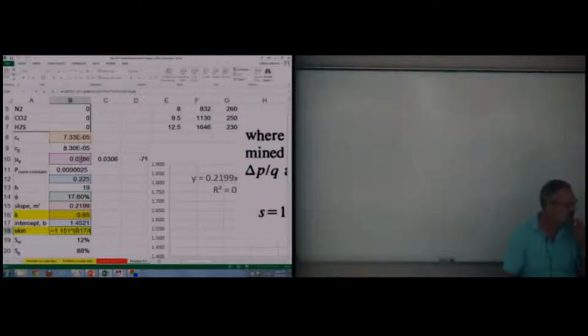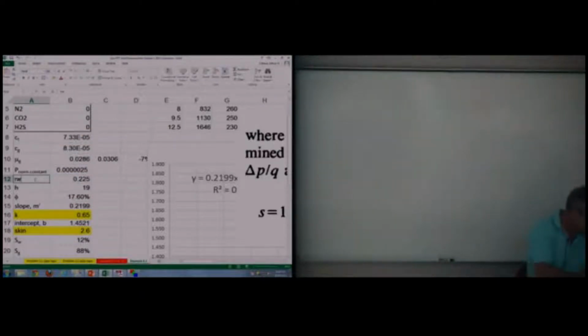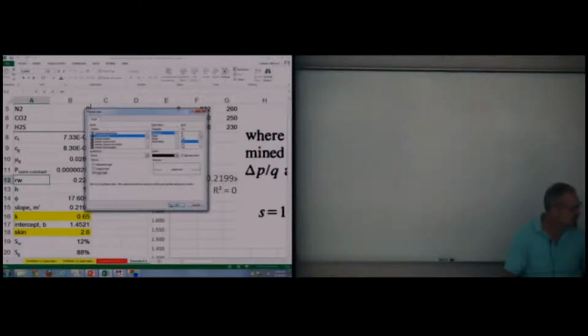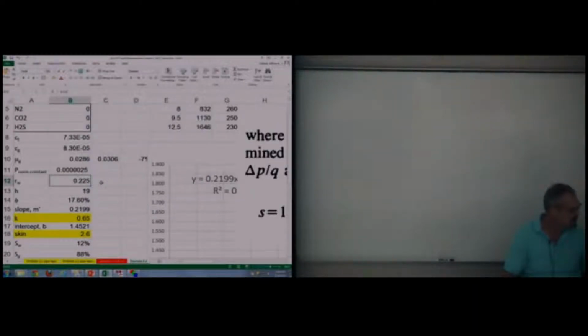I'm using CT, mu G. I never announced what .225 was. You told me that's what RW was, right? Yes. So wellbore radius, for the RW, the number is 0.255. Yeah, in the book it's .255.